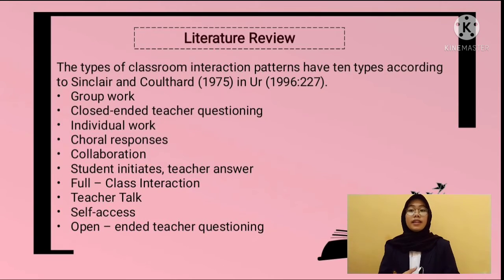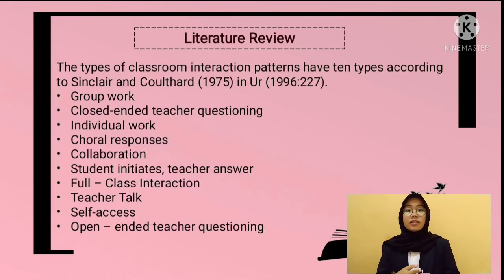The second is closed-ended teacher questioning, a type of classroom interaction pattern where the teacher limits interaction in the classroom during a learning process. So it can make the interaction in the classroom become a passive class.